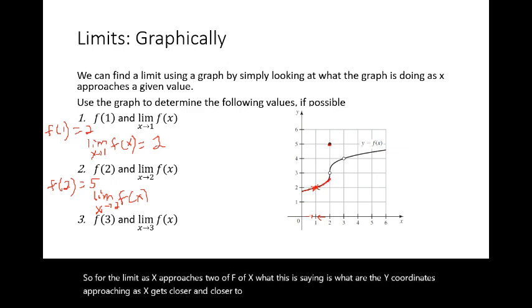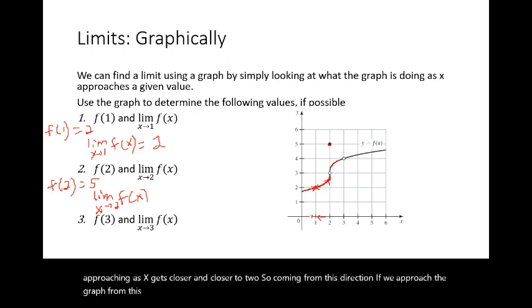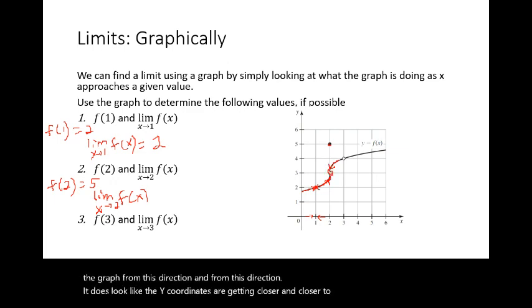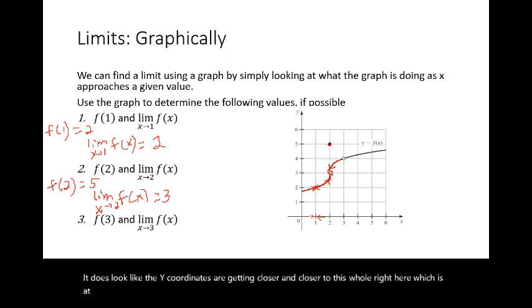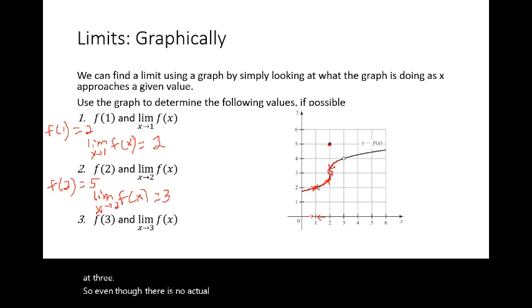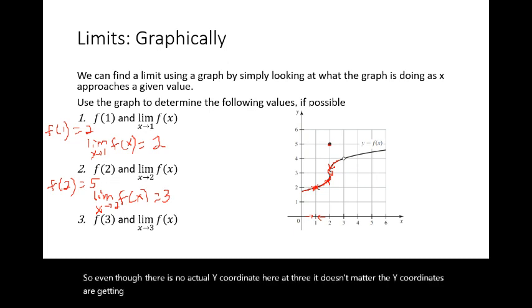So if we approach the graph from this direction and from this direction, it does look like the y-coordinates are getting closer and closer to this hole right here, which is at 3. So even though there is no actual y-coordinate here at 3, it doesn't matter. The y-coordinates are getting closer and closer to 3 as x gets closer and closer to 2. So we say that the limit as x approaches 2 of f of x is equal to 3.